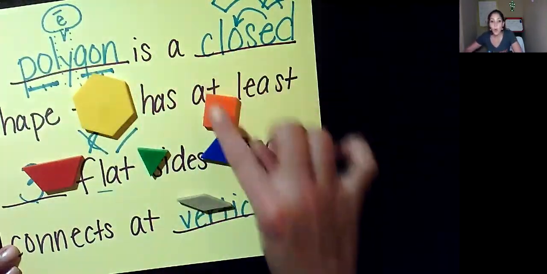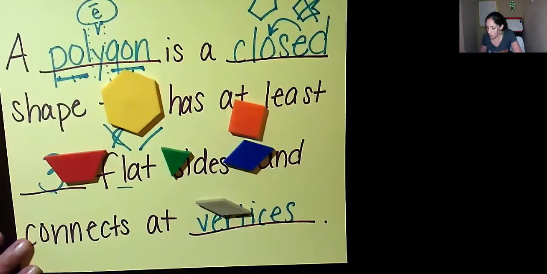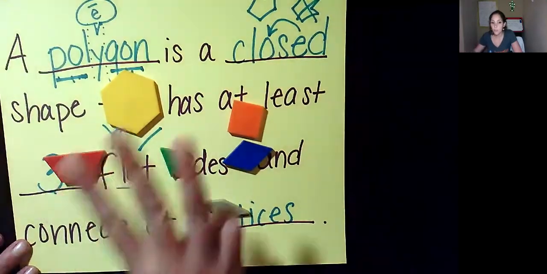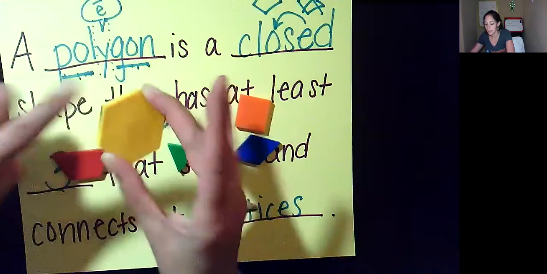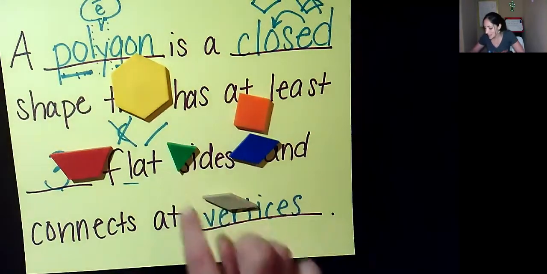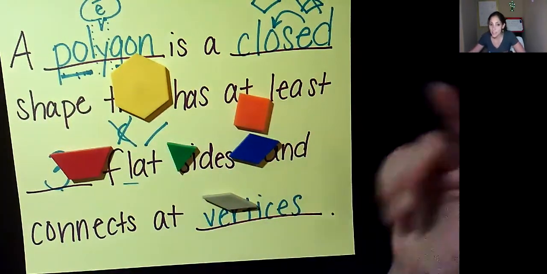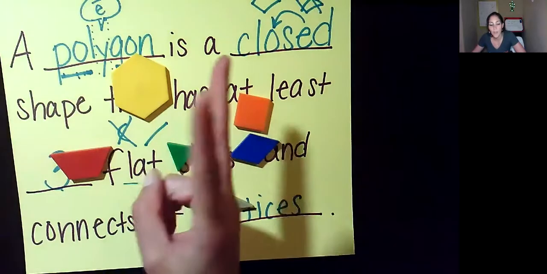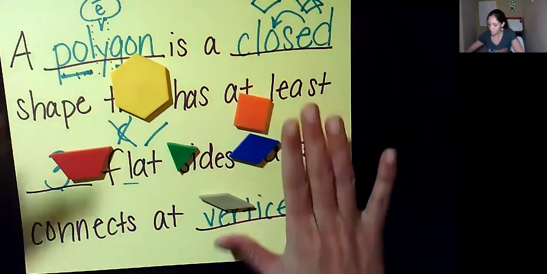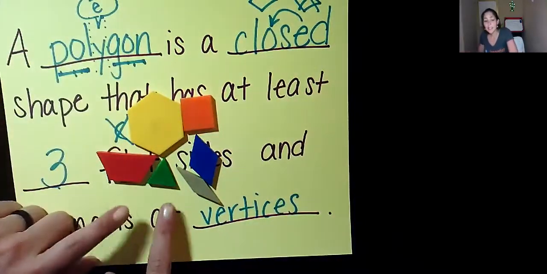So these are all polygons because they are all closed shapes. They don't have any open spaces on them. They all have at least 3 sides that are flat, not curved, and they connect at vertices. And since it's at least 3 sides, they're going to have at least 3 vertices because we have that connected pattern there. So we're going to take these polygons and we're going to be making some composite shapes today.